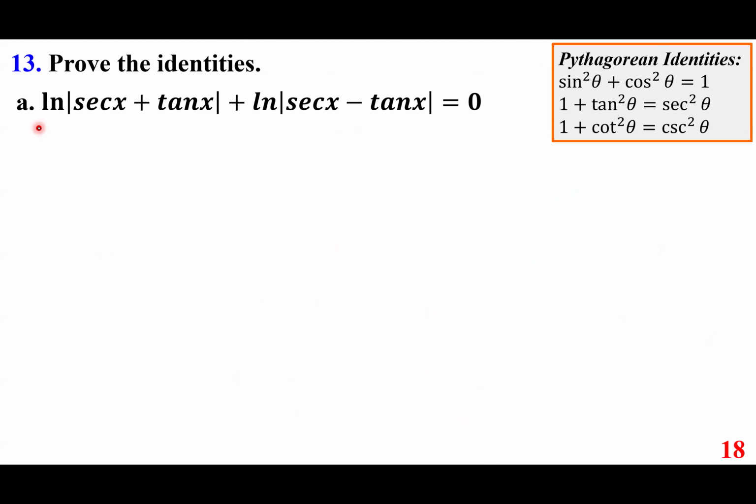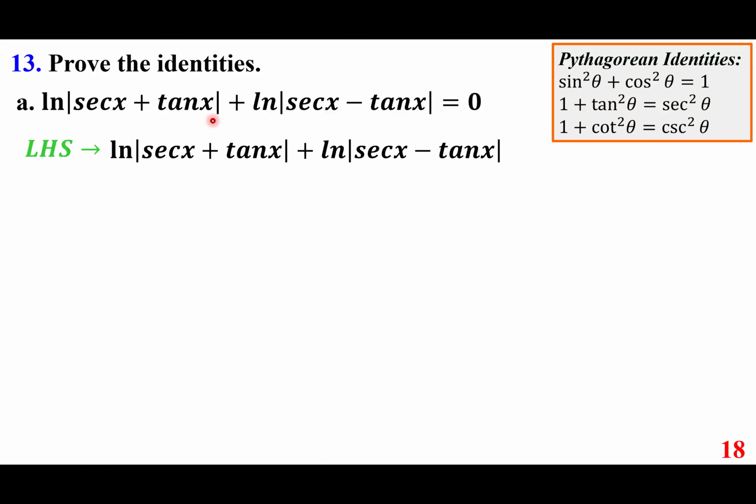Prove the identities. Part A. ln of the absolute value of secant x plus tan x plus ln of absolute value of secant x minus tan x equals 0. Well, we start from one side, and in this case, the left-hand side is more complicated.